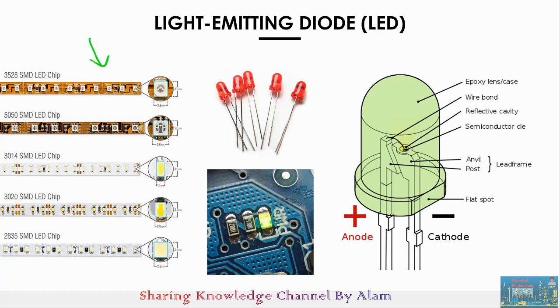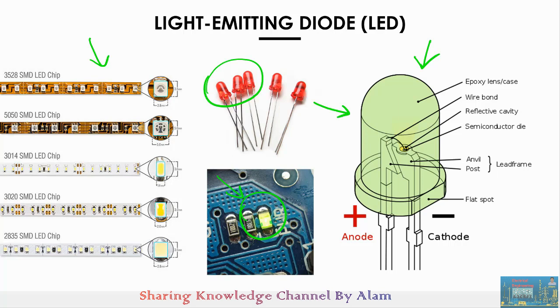Here you can see surface mounted LEDs used in LED strips for illuminations. This is another example of surface mounted LED used to signal the presence of power on a circuit. These are classic through-hole red LEDs. Finally, on the right, I show the internal design of a through-hole LED, like the red ones that I've just shown.